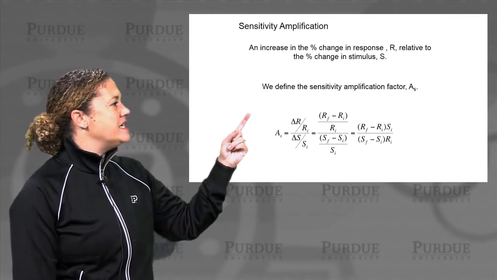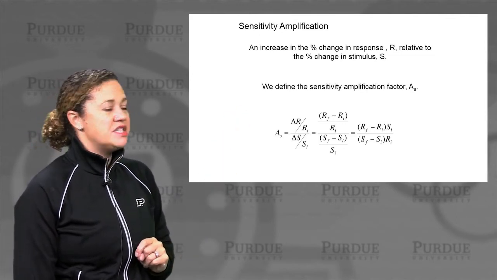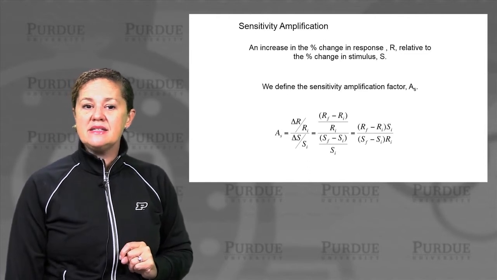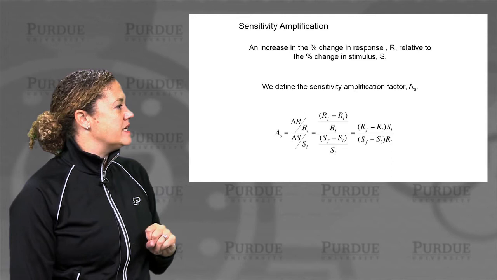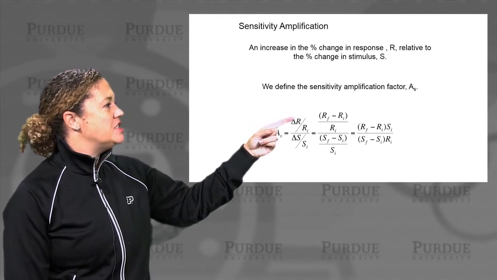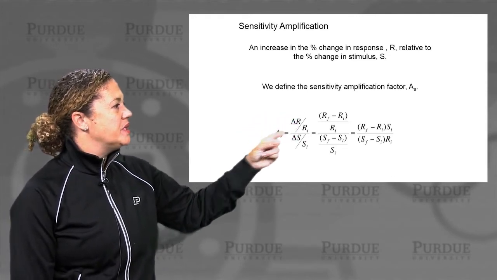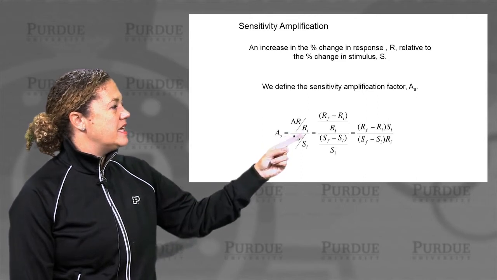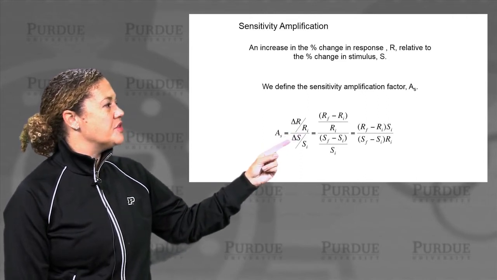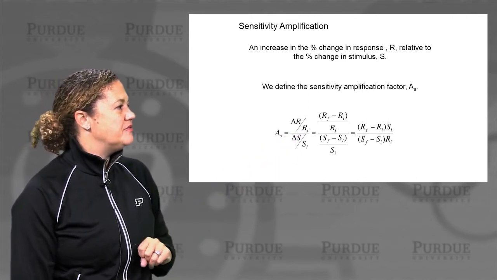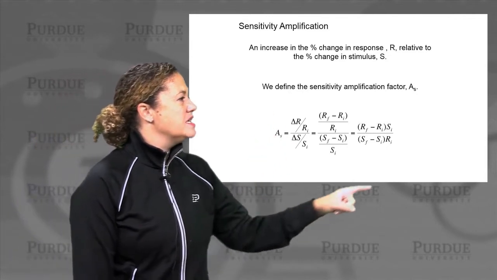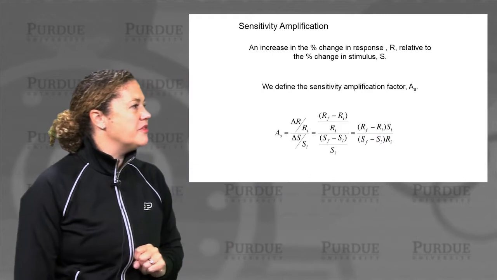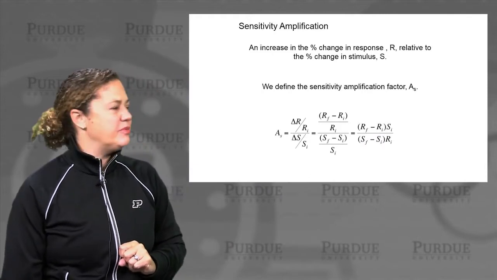And we can define this sensitivity amplification factor, A sub S. And you can see here we are going to look at simply the change relative to the initial, and again, over the change in signal relative to the initial. So we can rearrange this to get a simplified form of our sensitivity amplification factor.